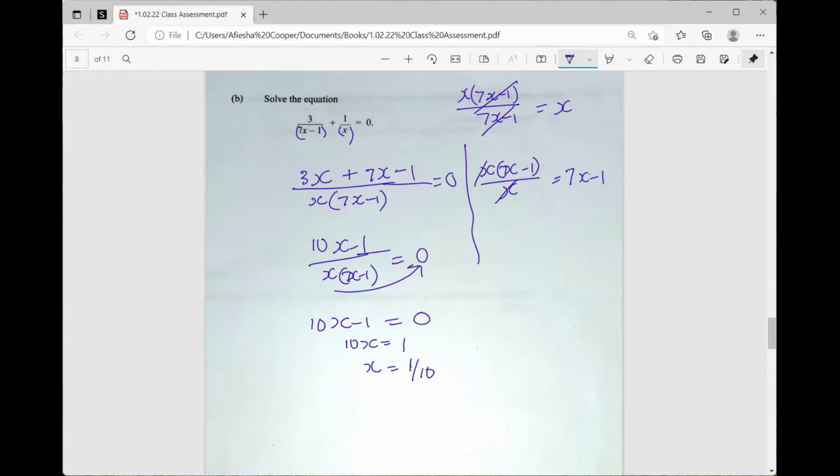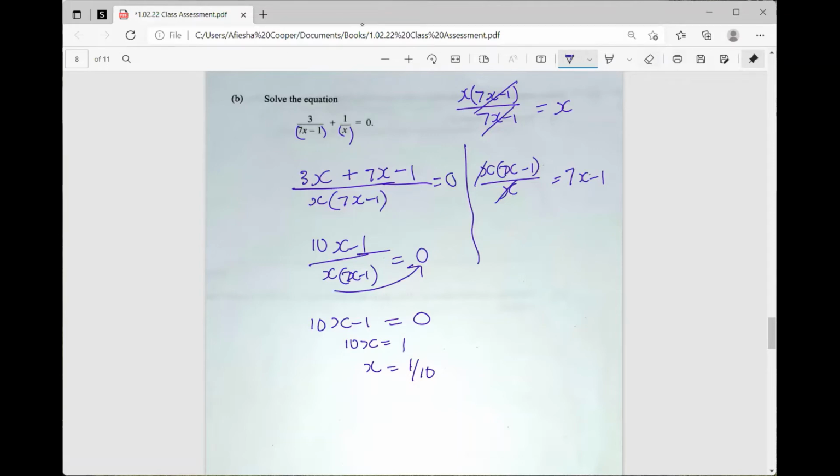I divided the 1 by 10 and I got 0.1. I wasn't supposed to do it. That's fine, yeah. One is a fraction, one is a decimal. Any other questions?